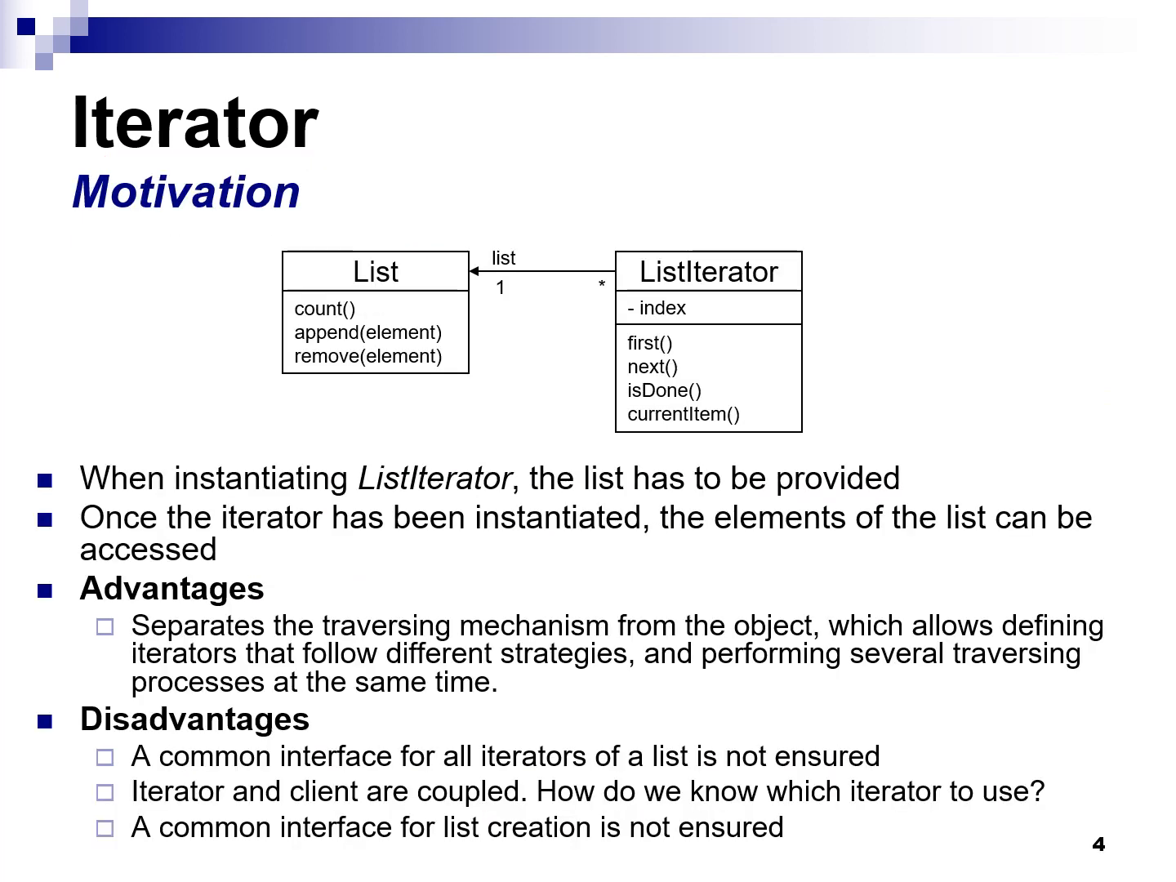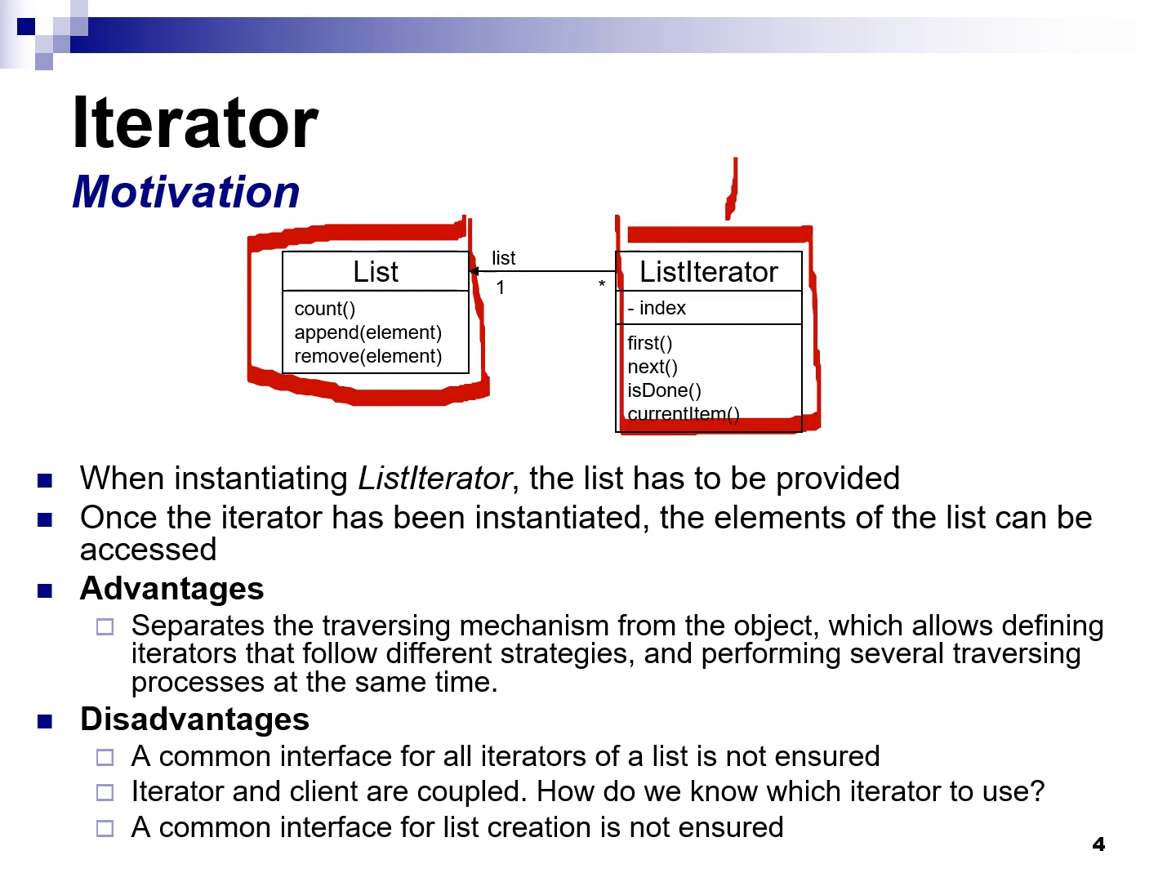Let's see a first attempt to implement an iterator for lists. Here I have my class list, and then what I do is separate the iteration strategy in a different class, which we call list iterator. You see that the list iterator has a reference to the list that it is iterating, and then it has an index, the cursor, to know which element of this list the iterator is visiting. Then it has methods to go to the first position, to the next position, to get the current item, and to know whether we are at the end of the iteration.